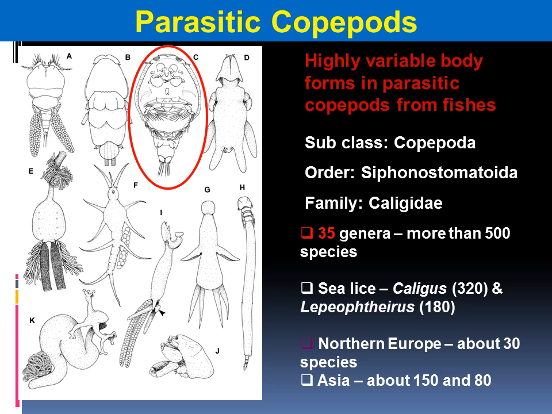They are highly variable in body forms, infesting the fishes. A particular copepod, sea lice, belongs to the subclass Copepoda, order Siphonostomatoida and the family Caligidae. There are 35 genera under this family, with more than 500 species, and sea lice constitute Caligus and Lepeophtheirus. In northern Europe, only about 30 species have so far been discovered, but in Asia there are 250 species.